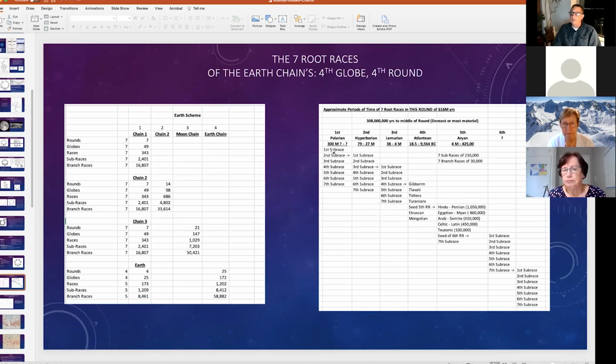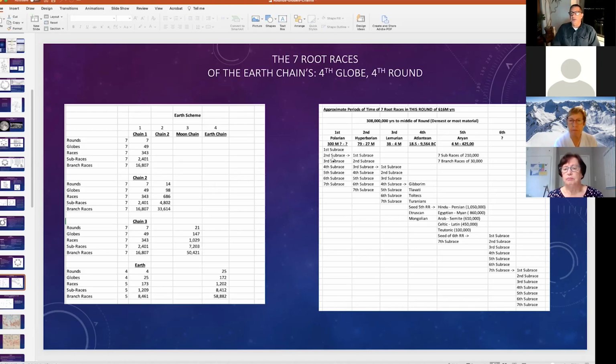Now, it wasn't dense physical. It was very subtle etheric. It apparently lived in the northern North Pole region of the planet. And the pole at that point was where the equator is. And the pole always pointed towards the sun. So it was like the land of eternal sun. And that's where all of those kinds of myths come from about that.